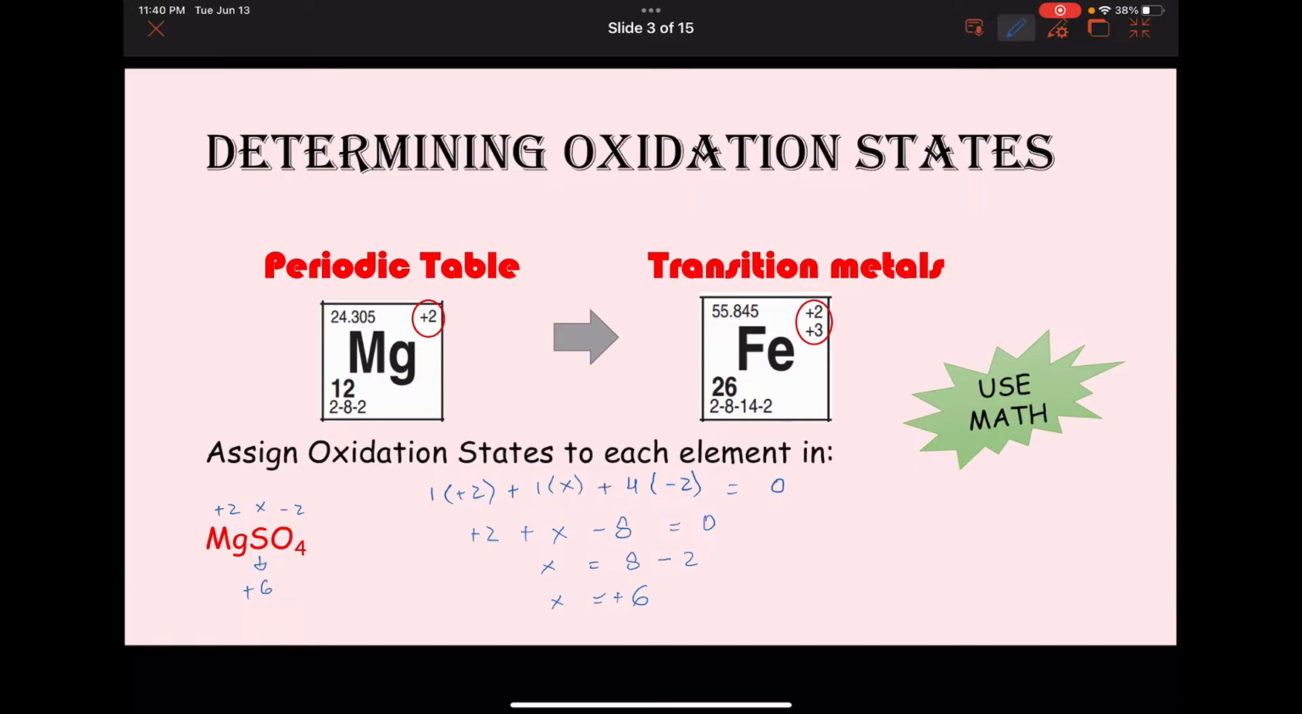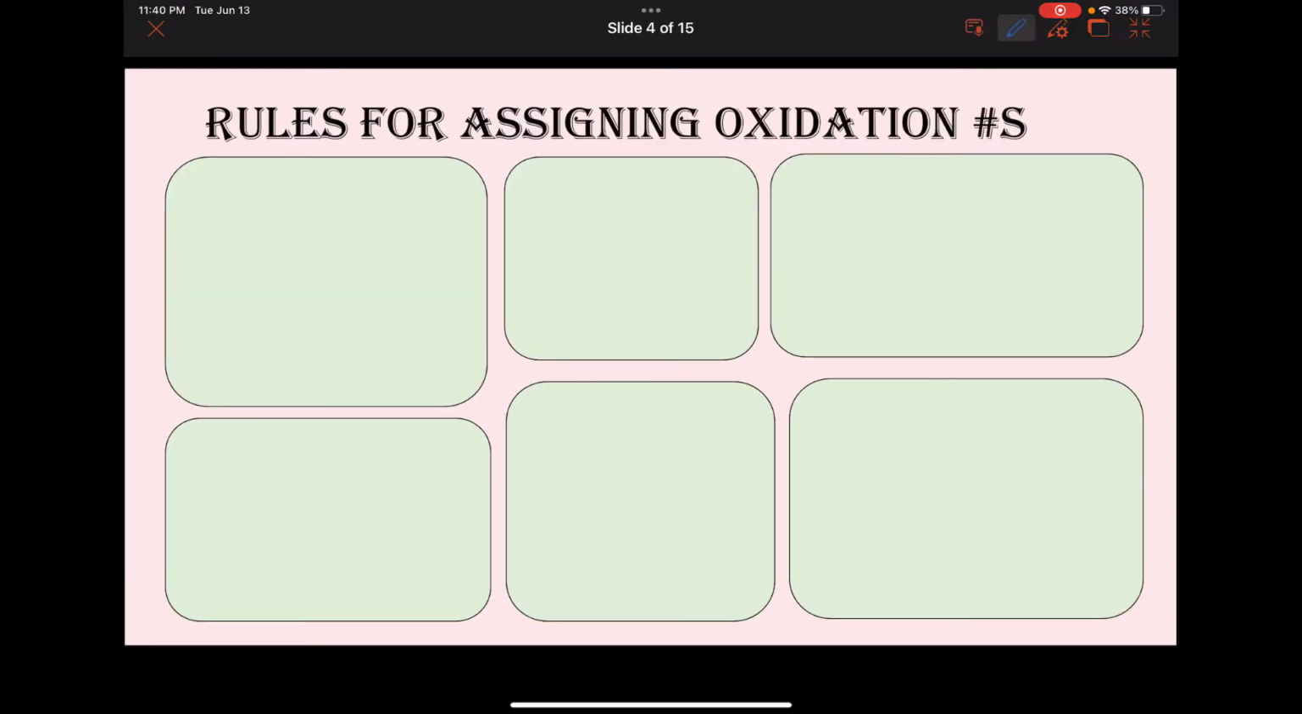There are some rules that we follow as we are assigning the oxidation states. Make sure that you memorize all of them and have them on your fingertips. If we have any element in its elemental form, for example, if you are given magnesium as just Mg instead of in a compound, the oxidation state for that is going to be 0.